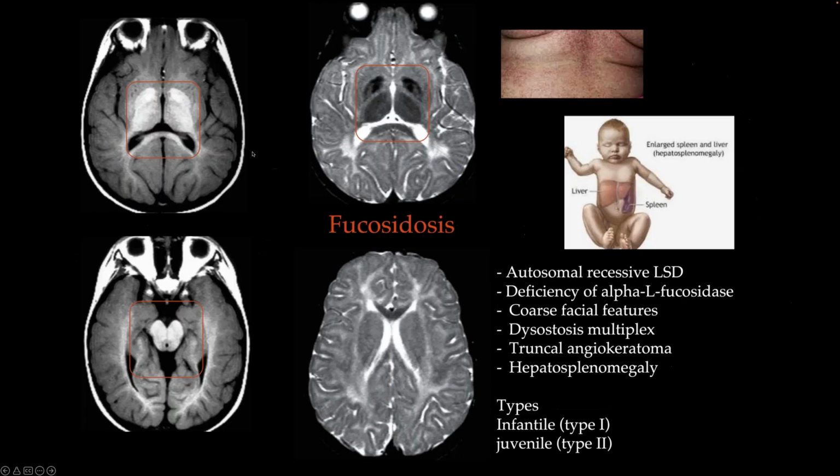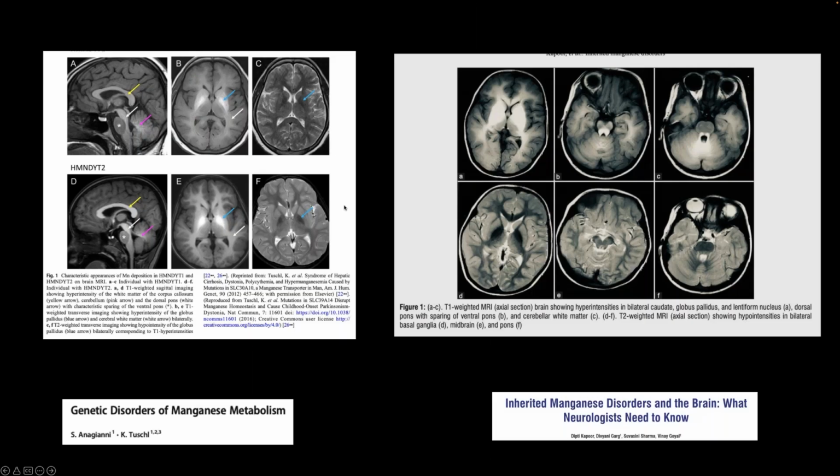Fucosidosis was a differential. It usually has T1 hyperintensities, but usually with corresponding T2 hypointensities, and is associated with hypomyelination. They can be associated with these clinical features. In hypermagnesemia, they present with T1 hyperintensities, but with corresponding T2 hypointensities, and the white matter is not hypomyelinated. So that is an atypical finding if you're considering hypermagnesemia.